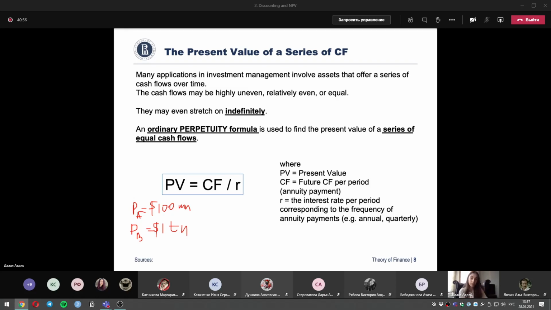So what is the difference? Why for Apple is the market ready to pay $1 trillion, and for, I don't know, any other smaller company, like some startup, the market is ready to pay $100 million?